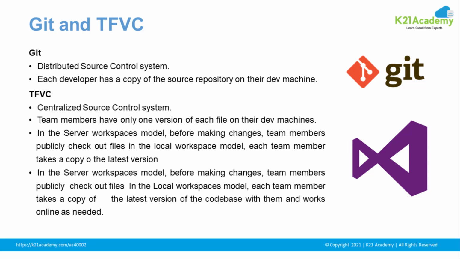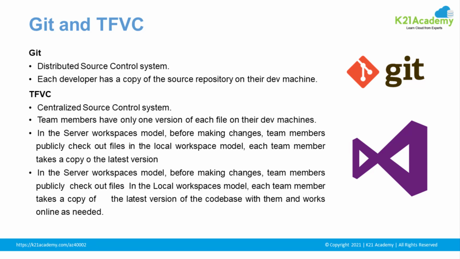It's centralized, as we have seen in an example. Team members have only one version of each file on their machine. As I told you, it is server dependent, and if the server connectivity is gone, you will not be able to get all the data. In the server workspace model, before making any changes, team members publicly check out the files. And in the local workspace model, each member takes a copy of the latest version of the code base and works offline as needed.